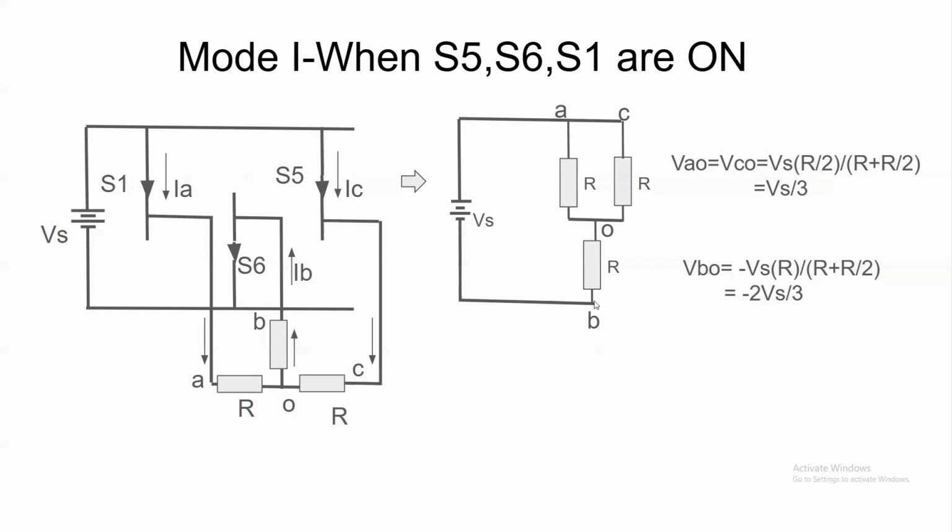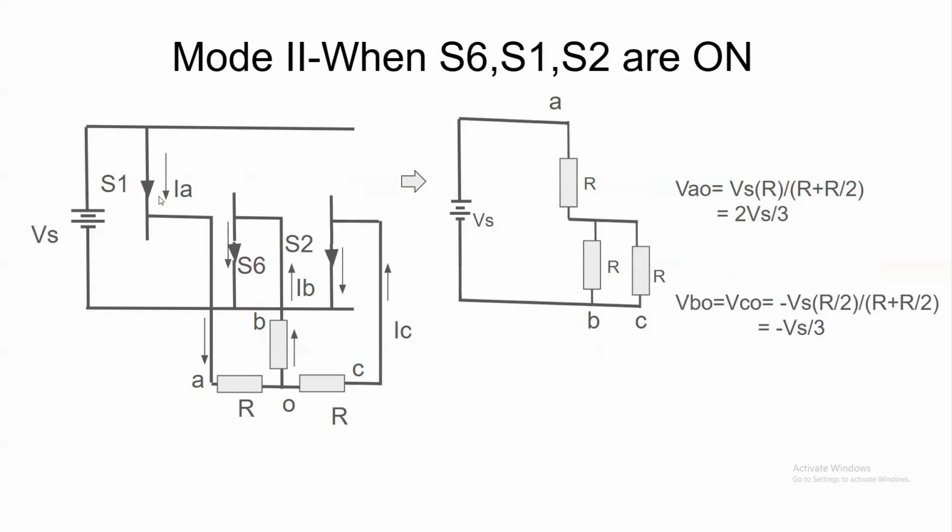Similarly, we can write VBO. In VBO, the current is flowing from O to B, so VBO will have the negative polarity. VBO will be minus Vs into R divided by R plus the parallel combination of R and R, which is R by 2, which is equal to minus 2 Vs by 3. So in mode 1, VAO and VCO have a magnitude of Vs by 3, and VBO is equal to minus 2 Vs by 3.